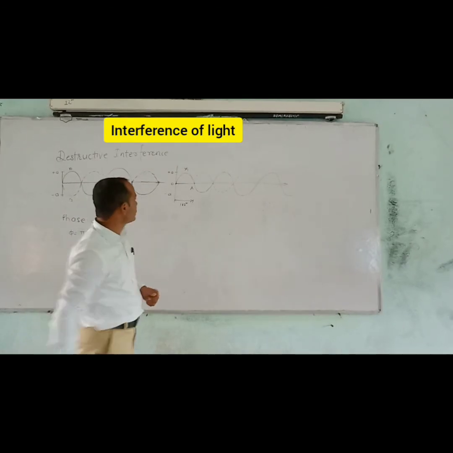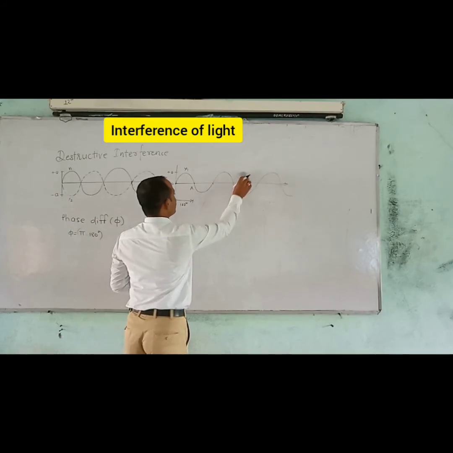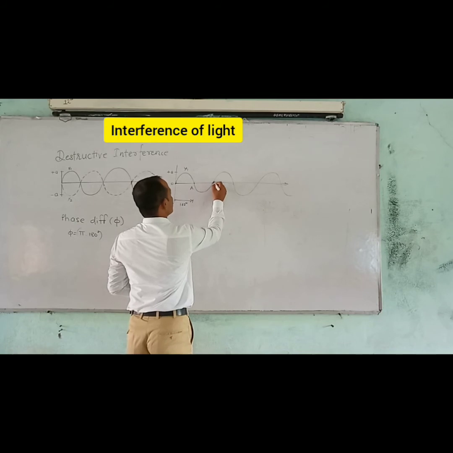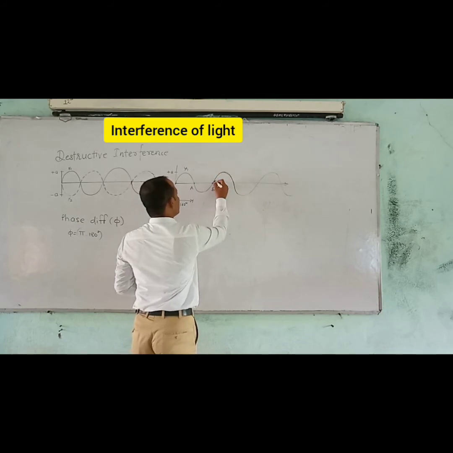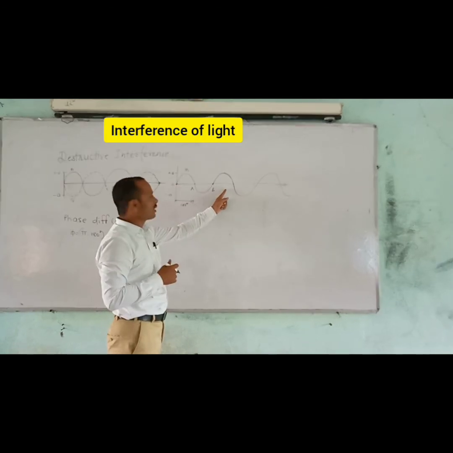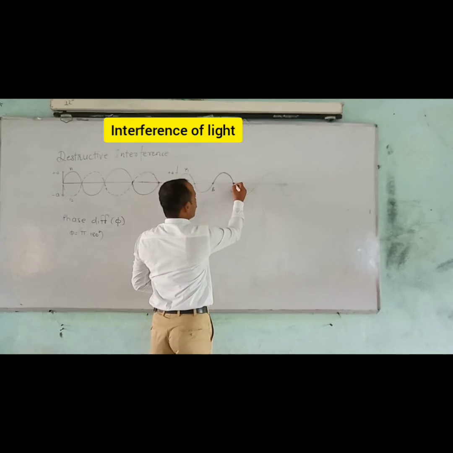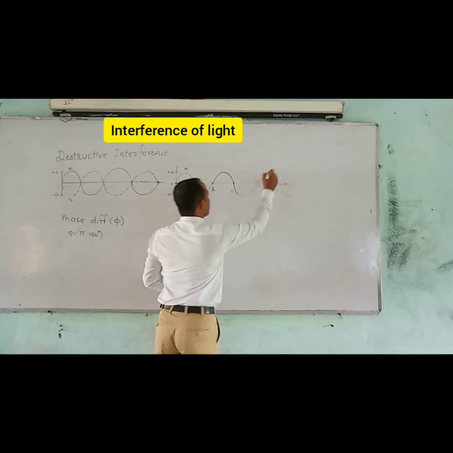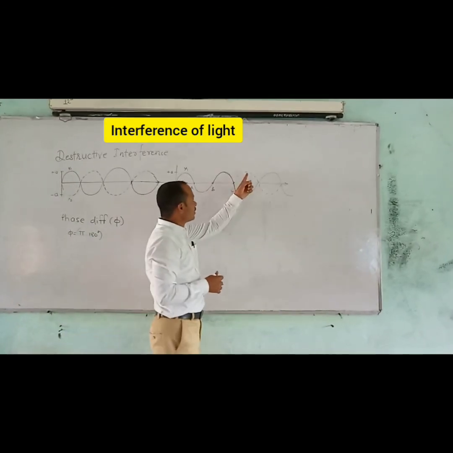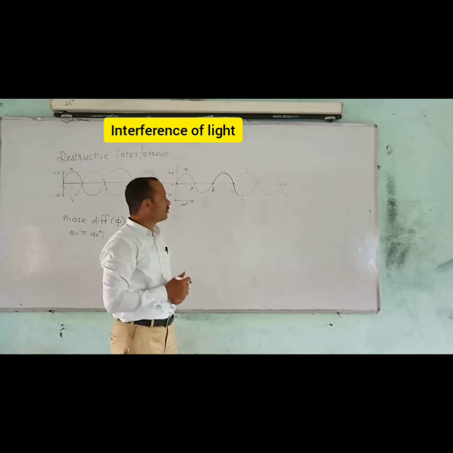Now, another case is when the wave starts from this point B. Then what happens? When the other wave starts from point B, we get constructive interference. Now instead of B, when the wave starts from point C, then there is destructive interference, because the crest of the one wave coincides with the trough of the other, and we get destructive interference.